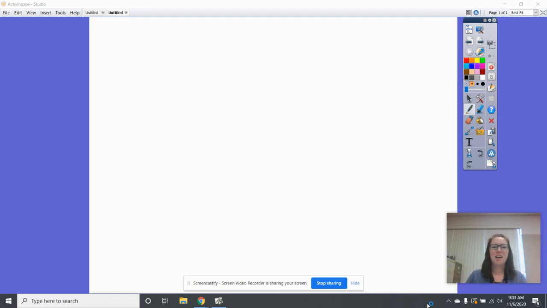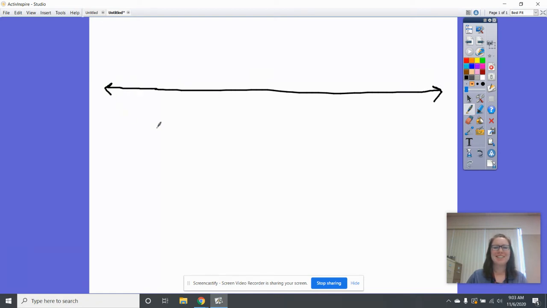Hi, today we're going to talk about adding and subtracting integers on a number line. So first off, I'm just going to start by drawing a number line. Whenever you draw a number line, it sure doesn't have to be perfectly straight. That's not what's really important. Then we need to label our number line.